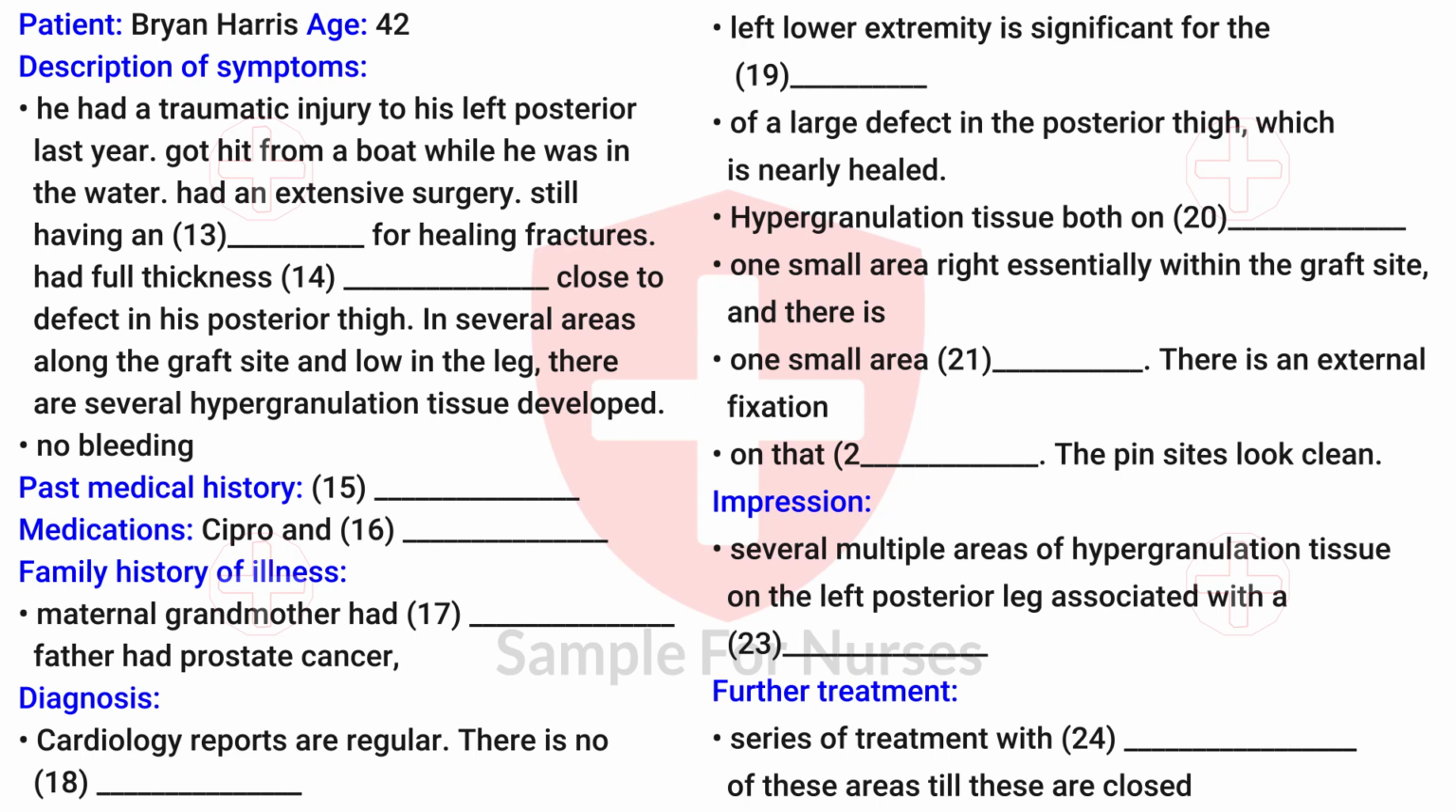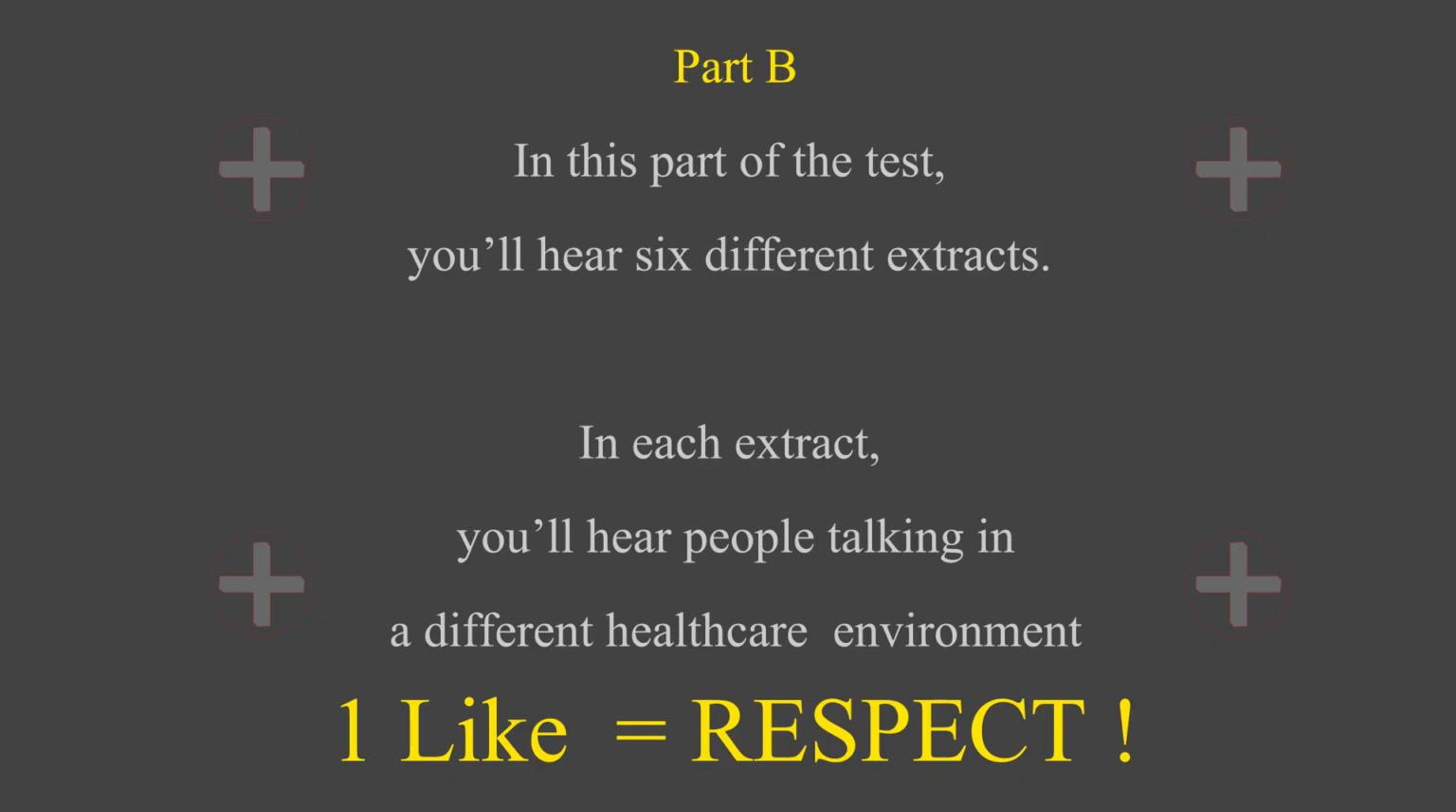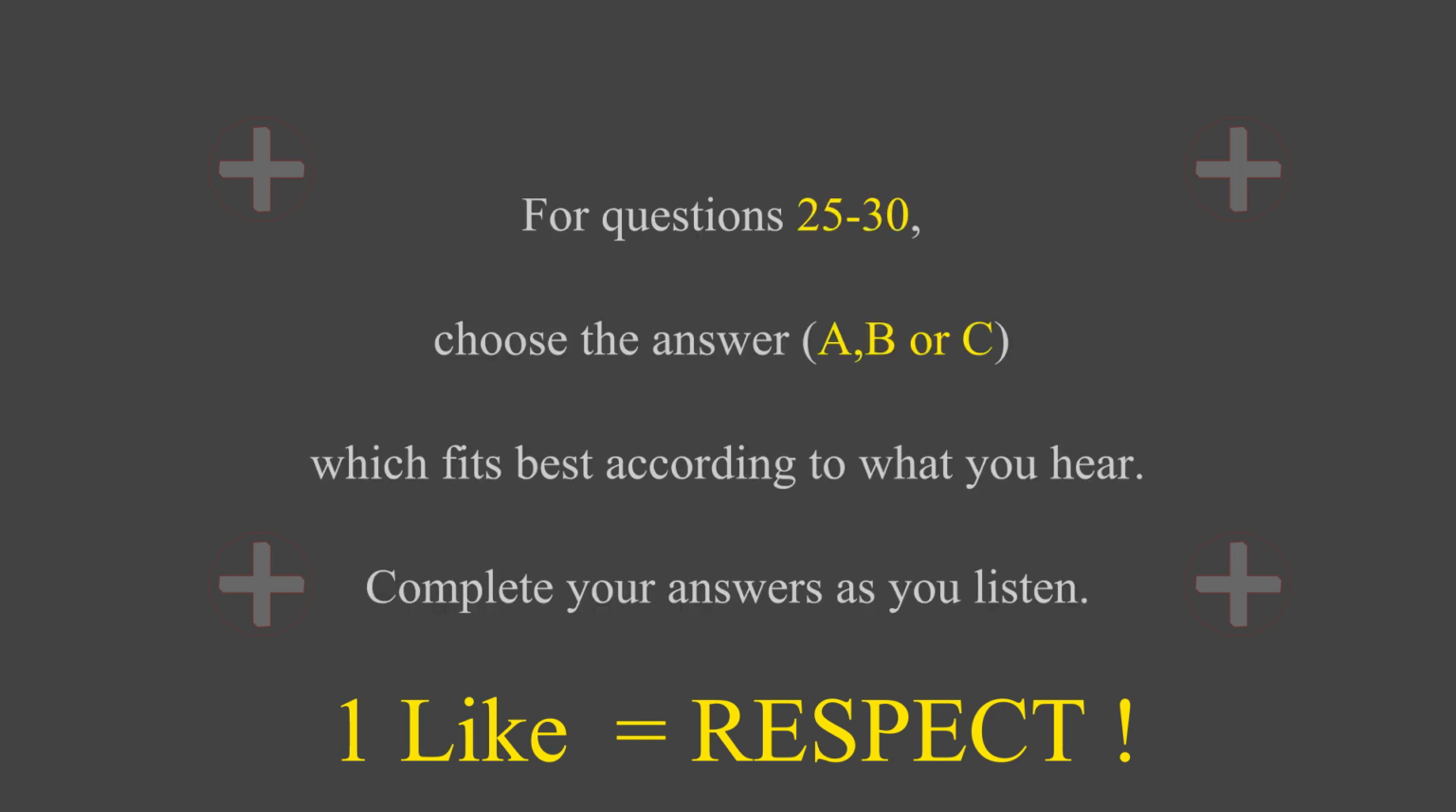That is the end of Part A. Now look at Part B. In this part of the test, you will hear 6 different extracts. In each extract, you'll hear people talking in a different healthcare environment. For questions 25 to 30, choose the answer A, B or C, which fits best according to what you hear. You will have time to read each question before you listen to the audio. Complete the answers as you listen to the audio.